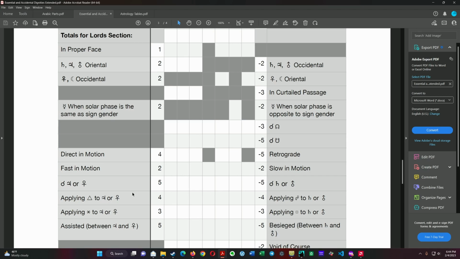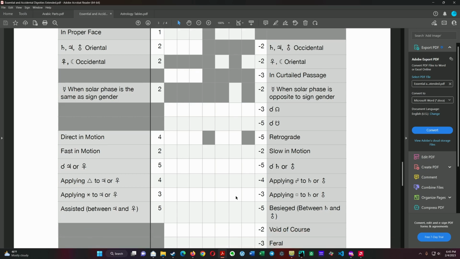If it's conjunct the benefics, it gains points. If it's conjunct the malefics, it loses points. If it's applying to a trine, if it's applying to a good aspect with the benefics, that's good. If it's applying to a bad aspect with the malefics, it loses points. Pretty standard stuff. The ancients all used this idea. This is straight out of Lily's book, but this goes way back. There's nothing new here.